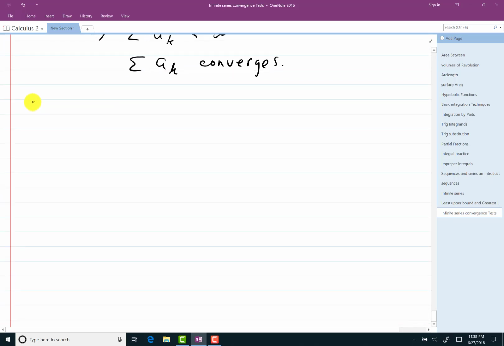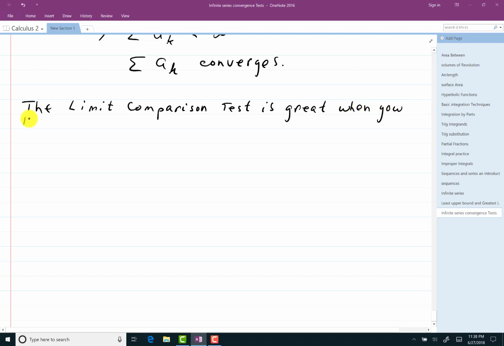Now, the limit comparison test is great when you know the "net exponent." I put that in quotes because the term is not found in your textbook. I just made it up, but I'll explain what it means in this next example.